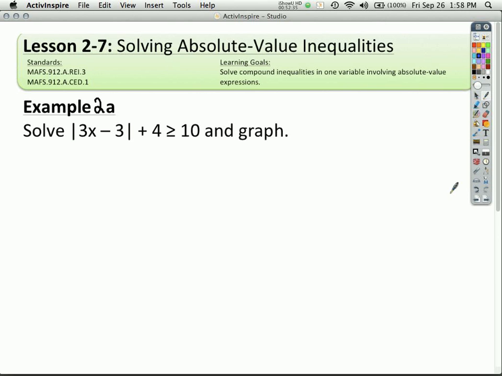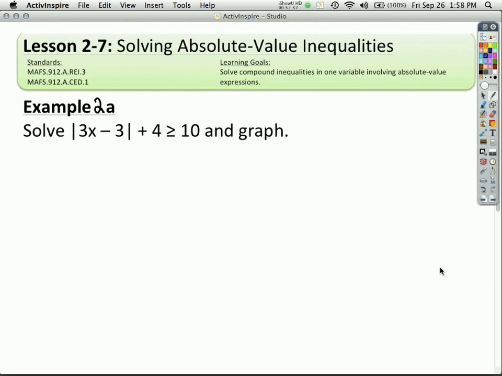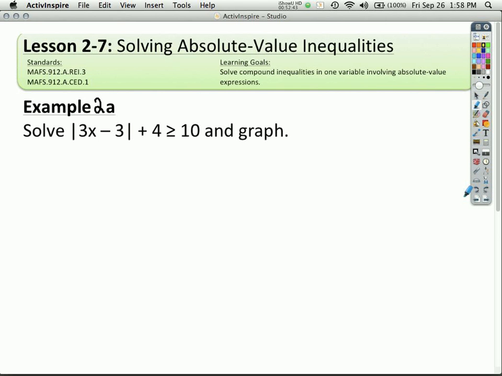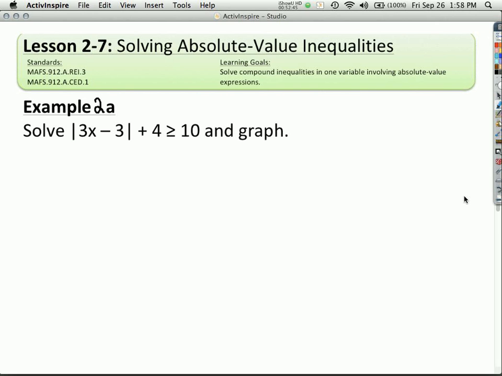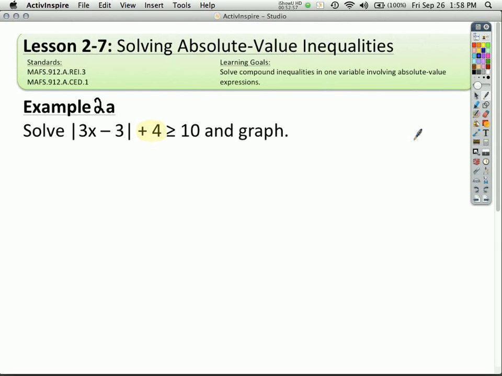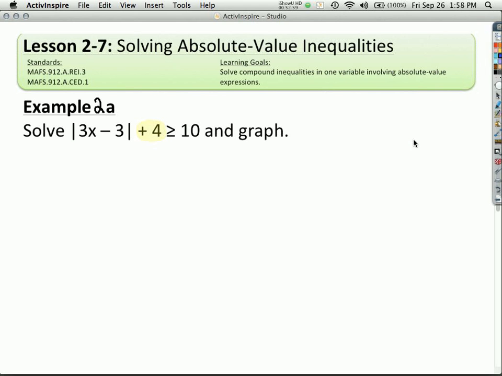So, now when I say up the level of complexity, it doesn't mean it's going to up the level tremendously. The one thing we have different in example 2A is that we have this plus 4 hanging out there. And we can't do anything unless the absolute value is isolated. So that's the first thing that always has to be done no matter what. So what do we do to get it isolated?